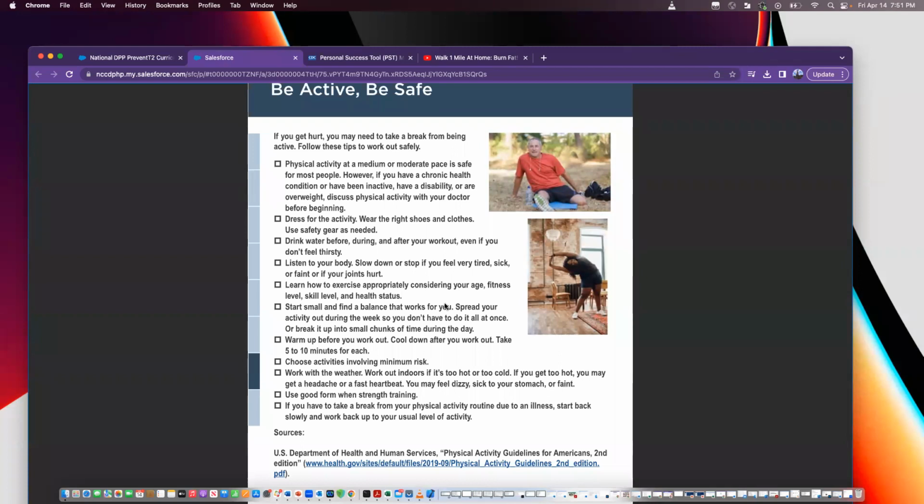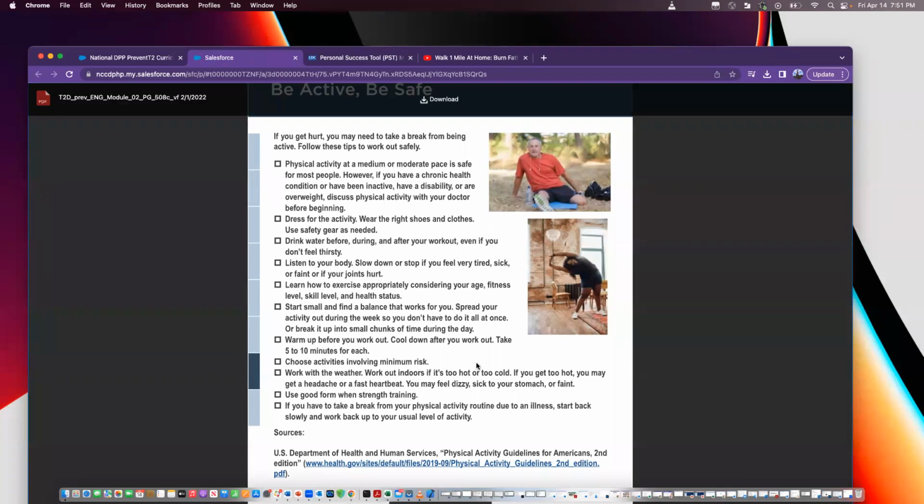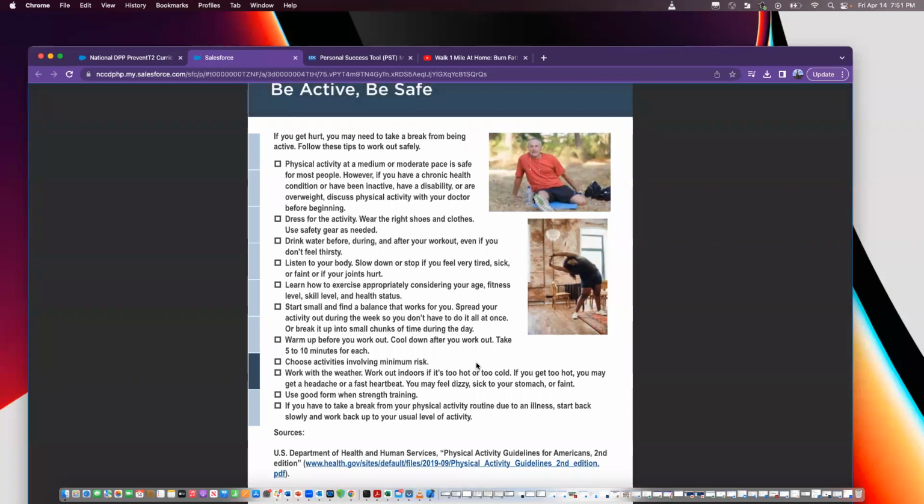So this is very important. Warm up before you work out, cool down after you work out. Take 5 to 10 minutes for each. Warm up actually helps you so that you don't hurt your muscles, the muscles that you haven't worked out for a long time. It really helps you with that.